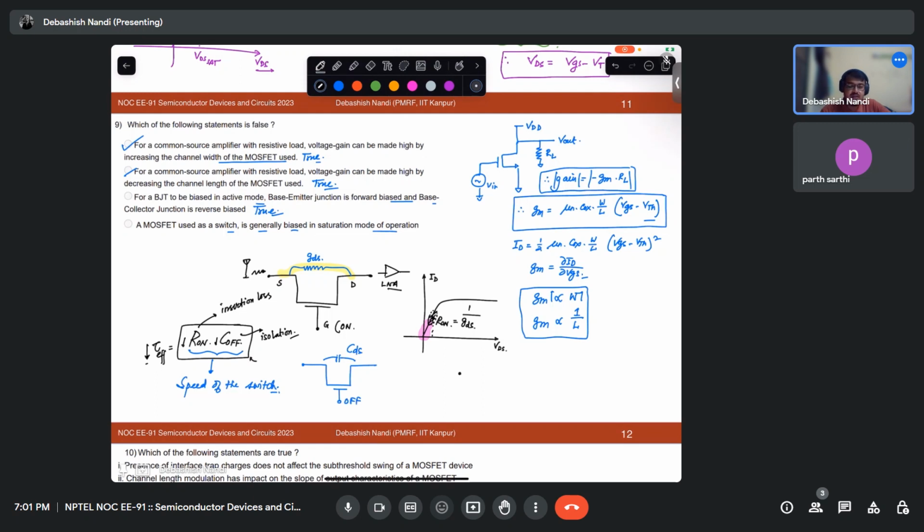But what will that impact? That will increase your C off, because C is epsilon times A over D, and in that area A, the width will come. So in a sense, you remember that the R1 C off product needs to be lower. And basically to lower R1, we need to operate in this region. So this is the correct answer. So this is false.